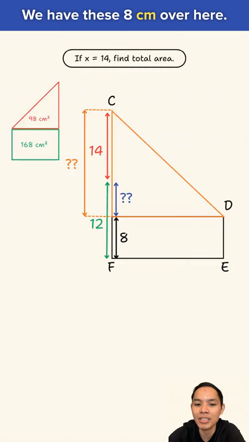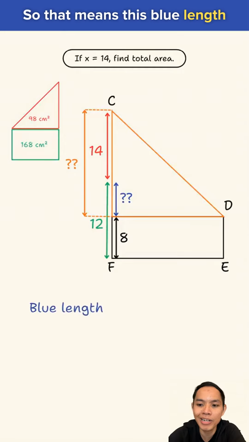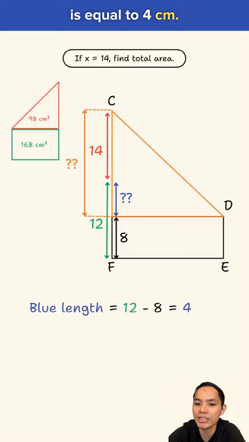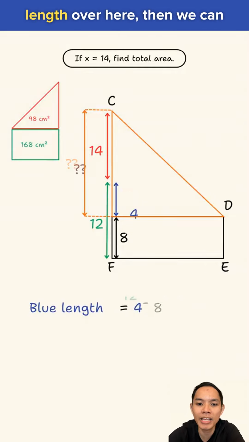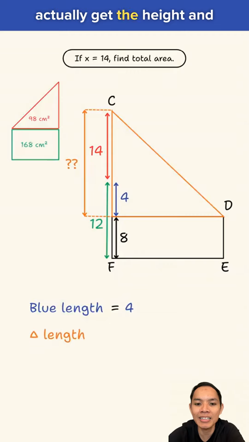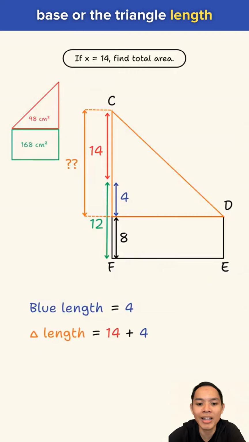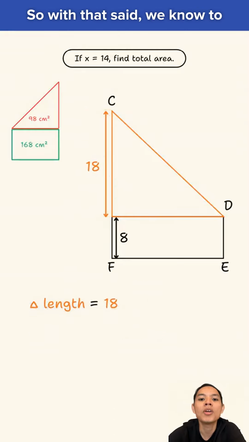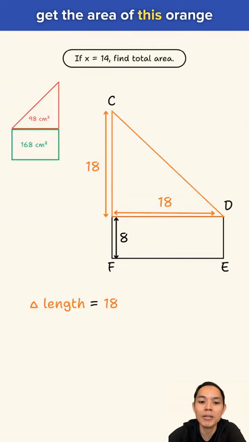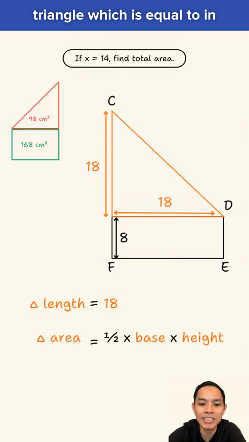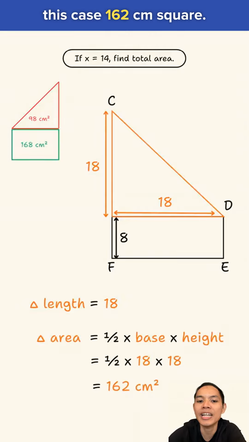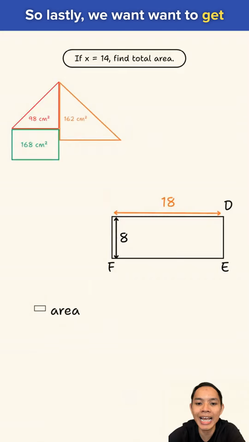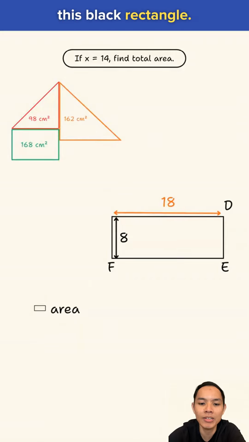We have this 8 centimeters over here. So that means this blue length is equal to 4 centimeters. And since we know the blue length, we can get the height and base of the triangle, which in this case is 18 centimeters. So with that said, the area of this orange triangle is 162 centimeters square. So lastly, we want to get this black rectangle.